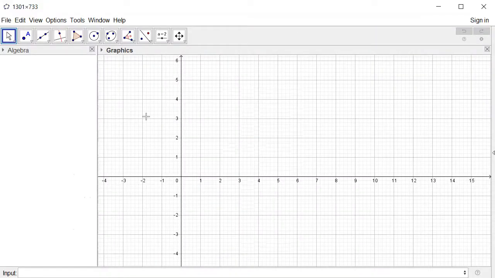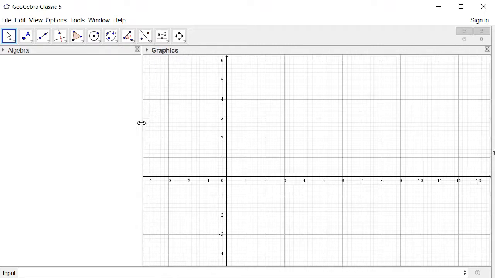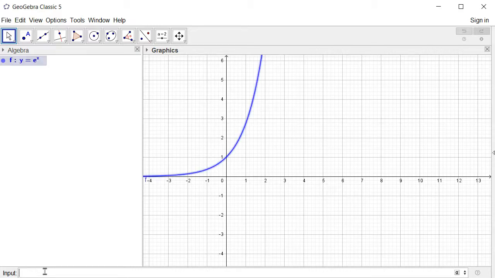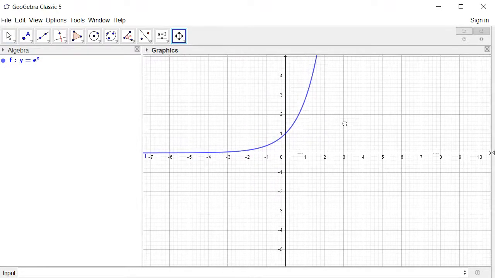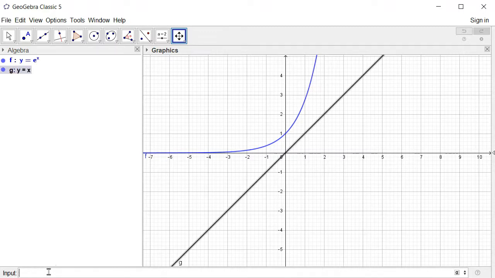I'm going to use GeoGebra to demonstrate this. If you forgot what the natural log looks like, we can look at the corresponding exponential function, for example, y equals e to the x. We know that y equals e to the x looks like this. And since the natural log of x is the inverse of this exponential function, the graph is going to be symmetric about y equals x. So I'm going to draw y equals x there.